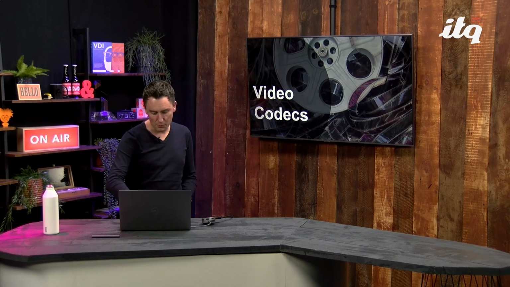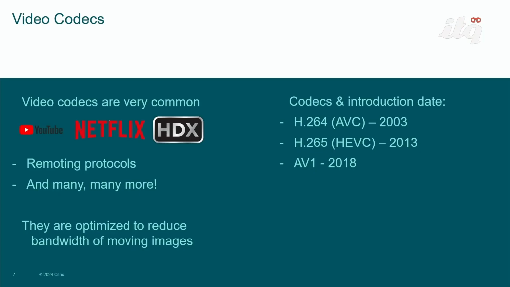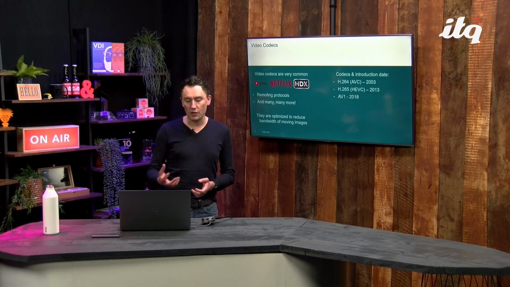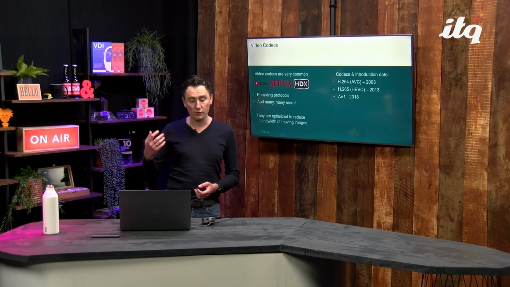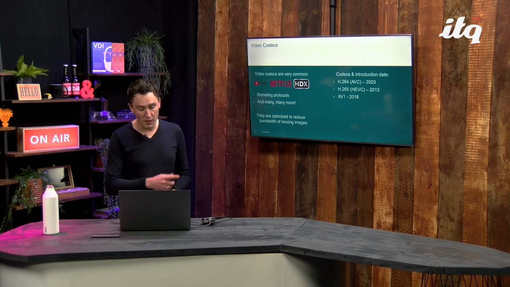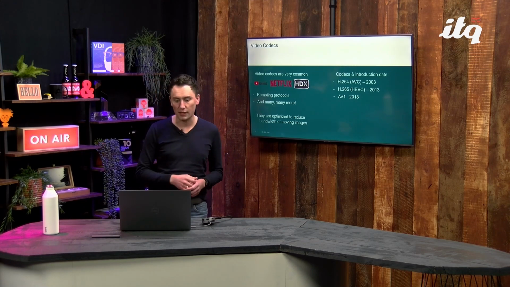Because it's an important part of a remoting protocol. Video codecs are very common. You would see them on YouTube, on Netflix, on the remoting protocol. Basically, every vendor today out there uses some form of video codec to enhance their protocol. They are heavily optimized to reduce bandwidth of moving images. Remember the moving here, I'll come back to that later.